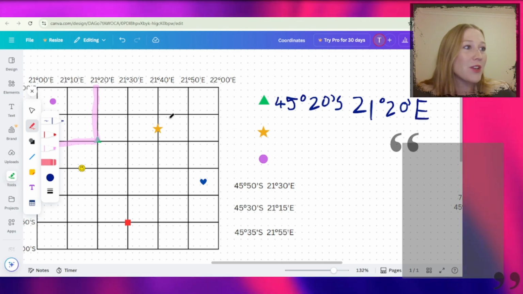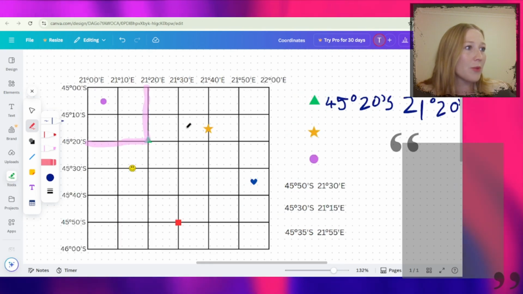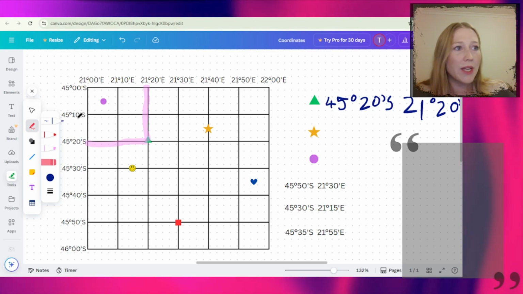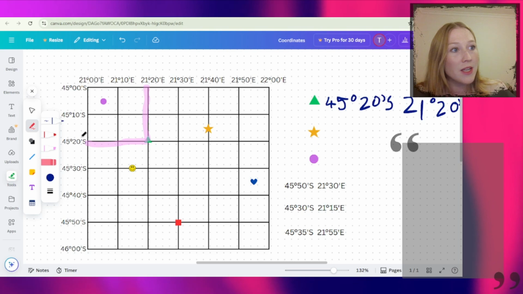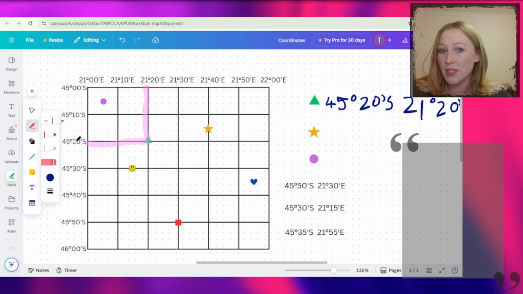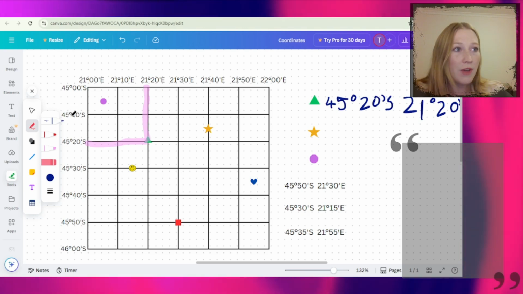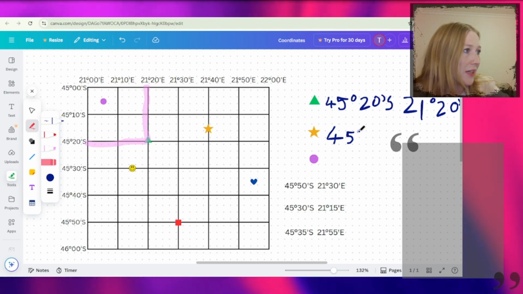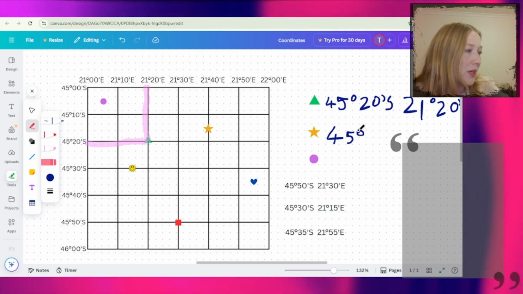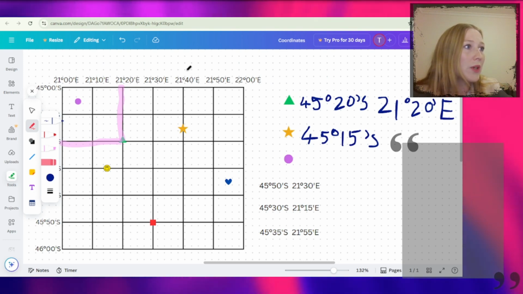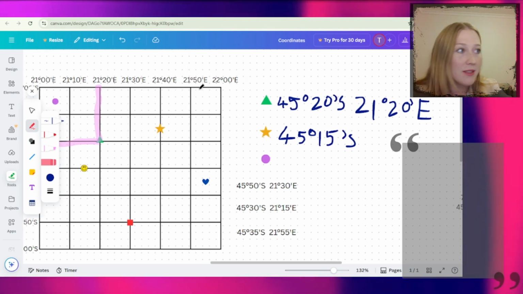Let's do the star. So there's the star. I'm going to draw a line across, or an invisible line in this case, across. And I can see that it's between this 10 minutes and 20 minutes. Should we call it 15? 15 minutes? So it's 45 degrees and 15 minutes. I want to make sure it's clear that that's a degree symbol and not a minute symbol. Then how far east is it? 21 degrees and 40 minutes east.